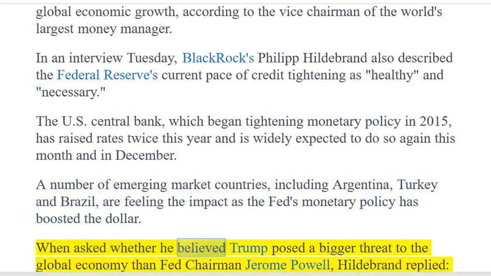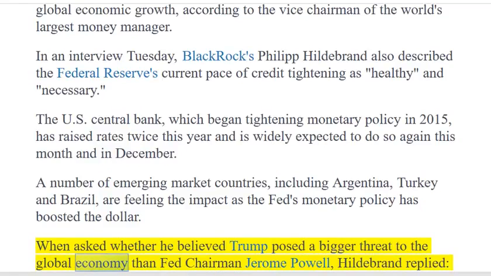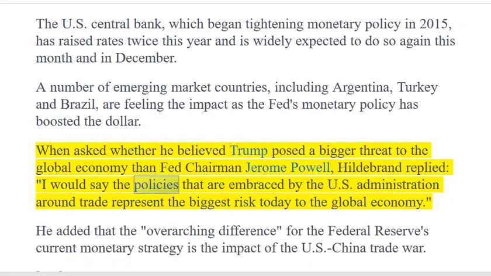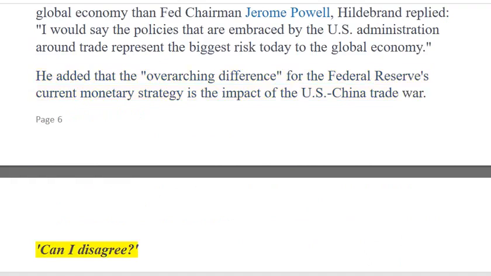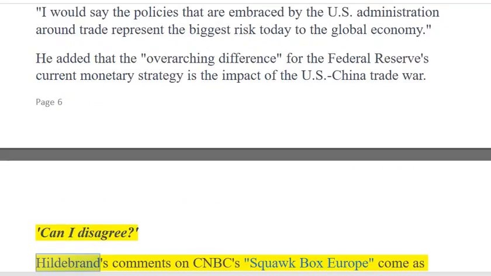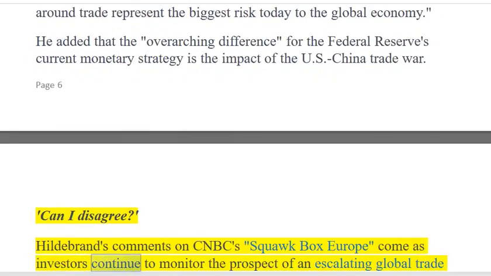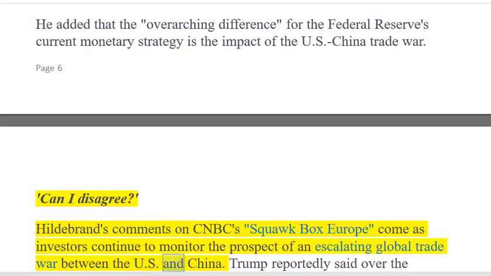When asked whether he believed Trump posed a bigger threat to the global economy than Fed Chairman Jerome Powell, Hildebrand replied, "I would say the policies that are embraced by the U.S. administration around trade represent the biggest risk today to the global economy." He added that the overarching difference for the Federal Reserve's current monetary strategy is the impact of the U.S.-China trade war. Hildebrand's comments on CNBC's Squawk Box Europe come as investors continue to monitor the prospect of an escalating global trade war between the U.S. and China.